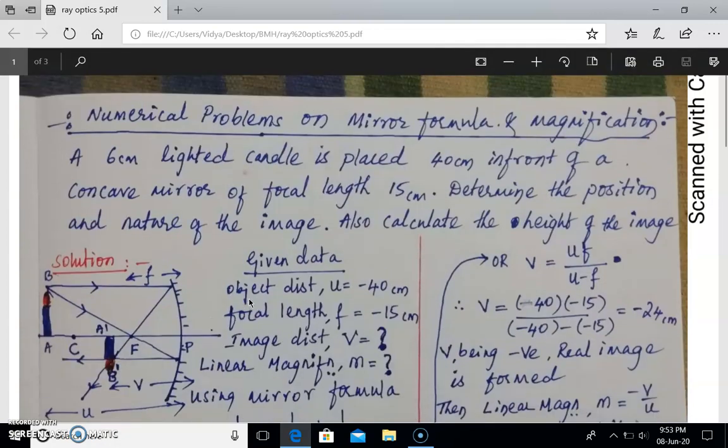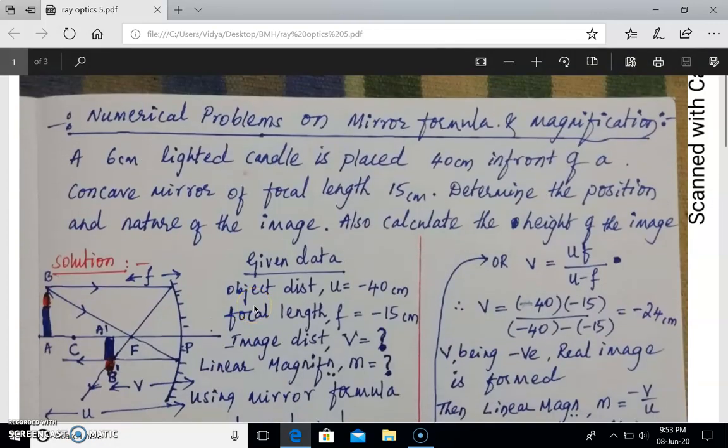Good morning, students. In continuation of the ray optics, today we discussed some numerical problems on the mirror formula and magnification. Mirror formula is the relation between the focal length, object distance and image distance, whereas the linear magnification is the ratio of height of the image to the height of the object.